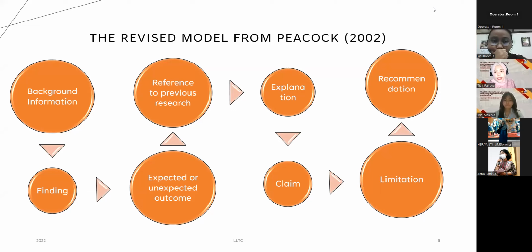And there are 8 moves: the first one is background information, and then the second one is findings, and then expected or unexpected outcome, and then reference to previous research, and then explanations, claim, limitations, and recommendations. The last one is recommendations.